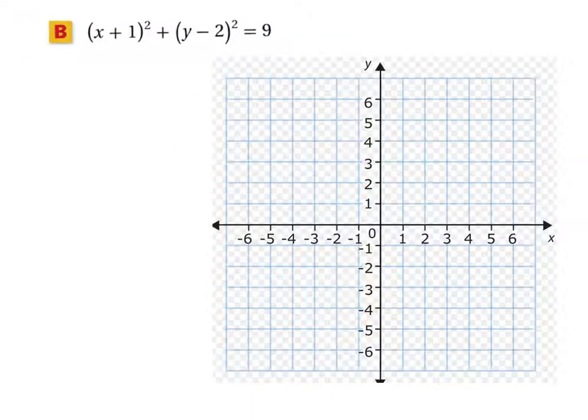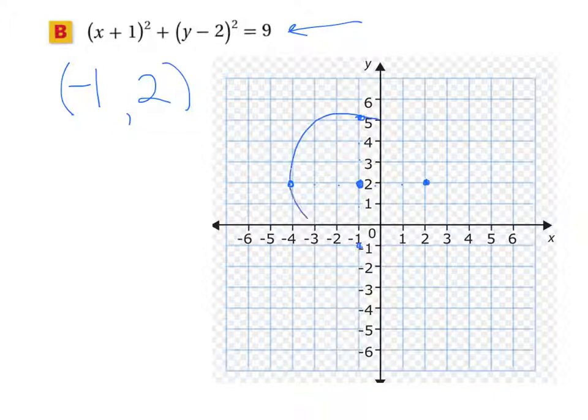Our next example. First, we have to find the center. Well, the center is going to be at negative 1, 2. And we know the radius would be 3. So we go with 3 in all directions. And there would be your circle.